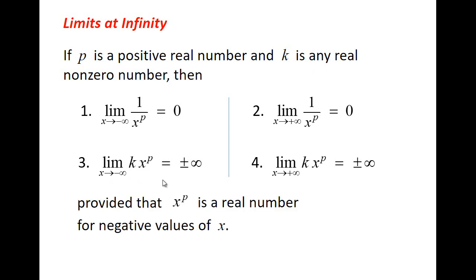Now, I do need to provide a condition here because when p is one half, then we are talking about even roots. In that case, this limit doesn't make sense because when x is negative, an even root of a negative number is not real. So this limit here only makes sense when p is not an even root. We need x to the p to be a real number for negative values of x for this limit here.